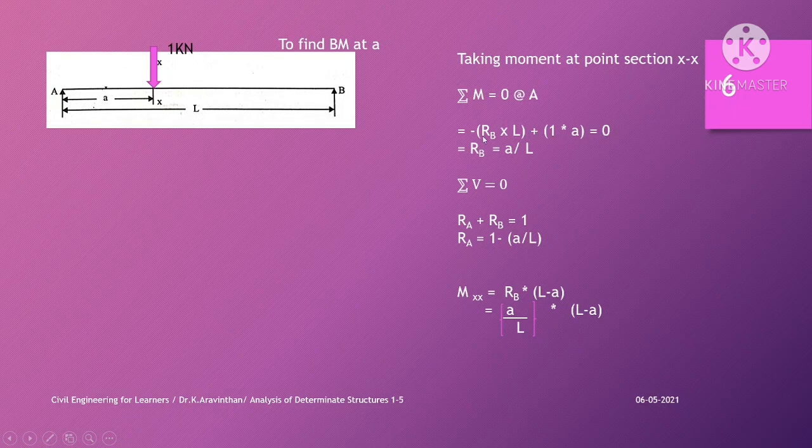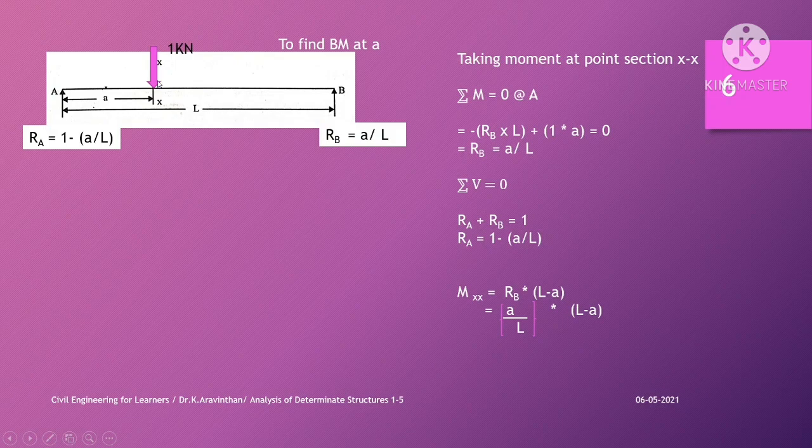If I need RB, I can take this to the right hand side and find RB equal to A by L. If I know RB, I can use the sum of V equal to 0 equation, that is, I have two upward reactions, so RA plus RB equal to 1. If I substitute A by L, I will get RA equal to 1 minus A by L. So this will be my reaction. So now I have found the reactions RA and RB, and after finding that, you can find the bending moment at the section XX.